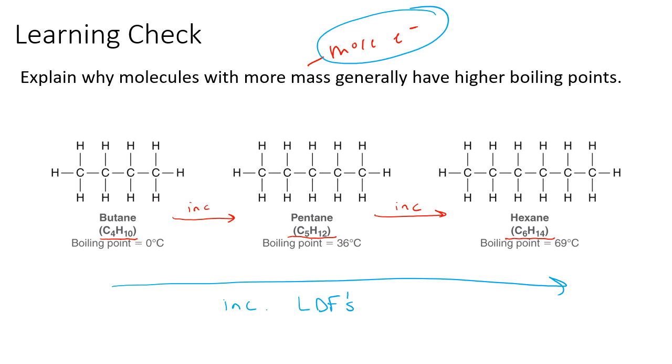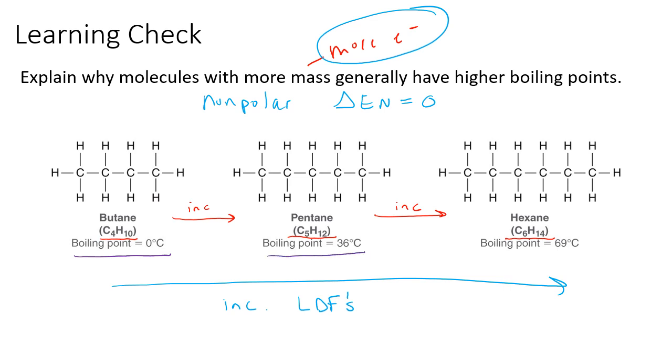All of these molecules we see here are nonpolar. They are only made up of carbon and hydrogen. And the difference in electronegativity between a carbon and hydrogen bond is so small that we can consider it to be about 0. So in butane, the boiling point is about 0 degrees Celsius. As we go to pentane, the boiling point increases to about 36.